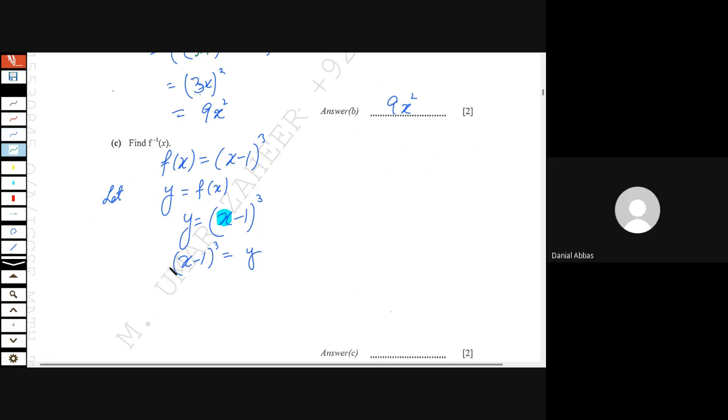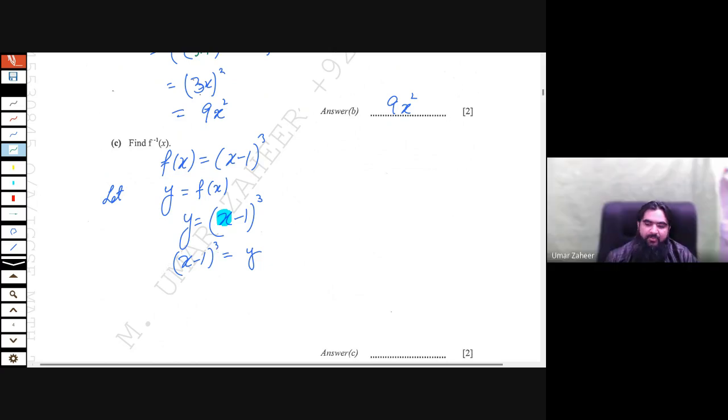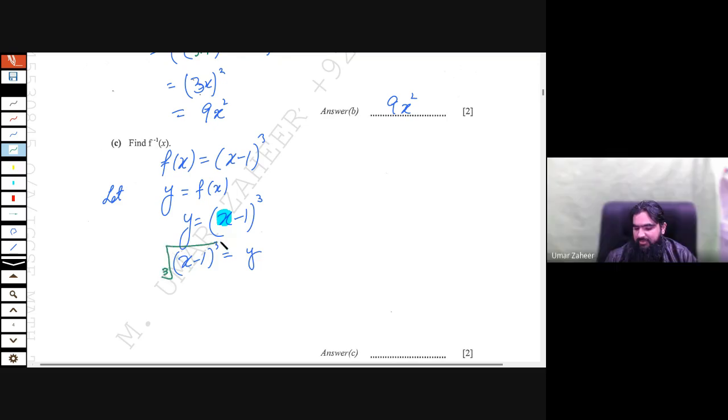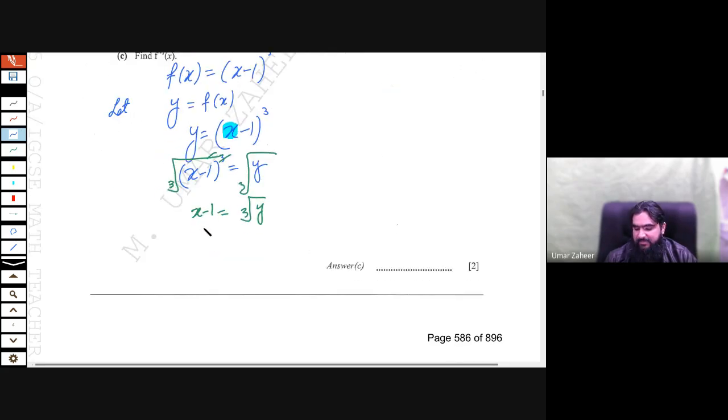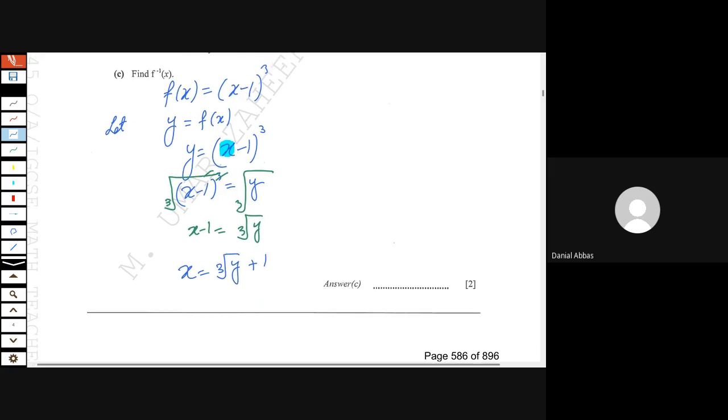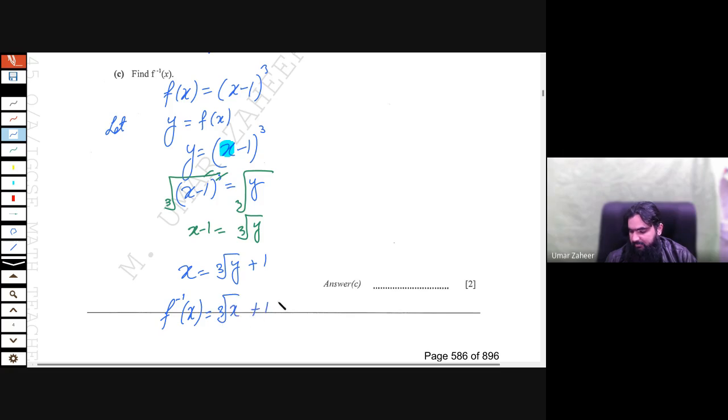We first need to remove the cube. How can we remove the cube? We can take the cube root on both sides. So you'll get x minus 1 equal to the cube root of y. Now to make x the subject, the minus 1 on the other side will be plus 1. And now we write f inverse of x equals cube root of x plus 1.